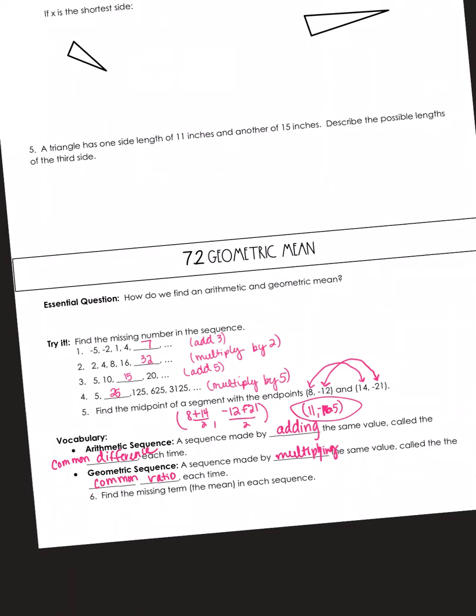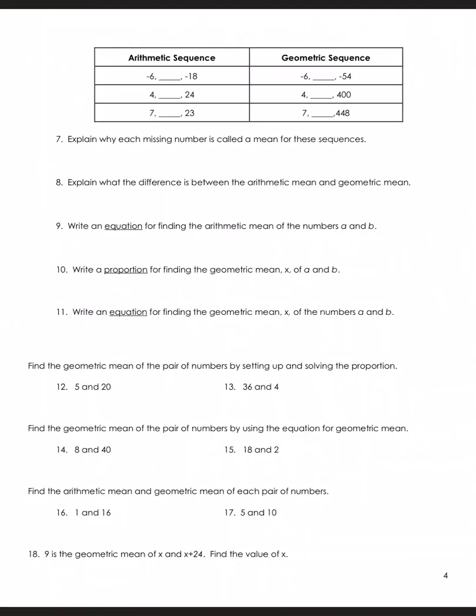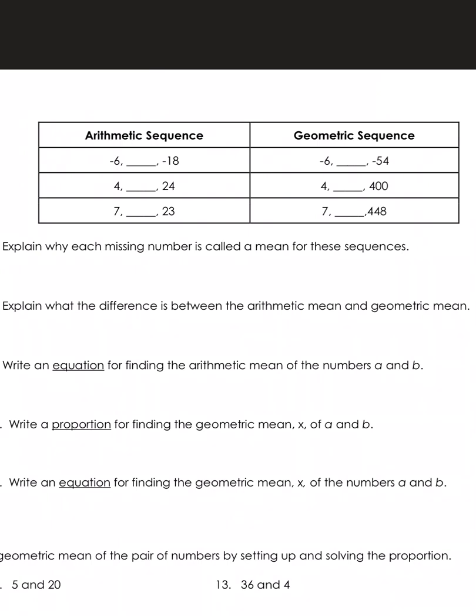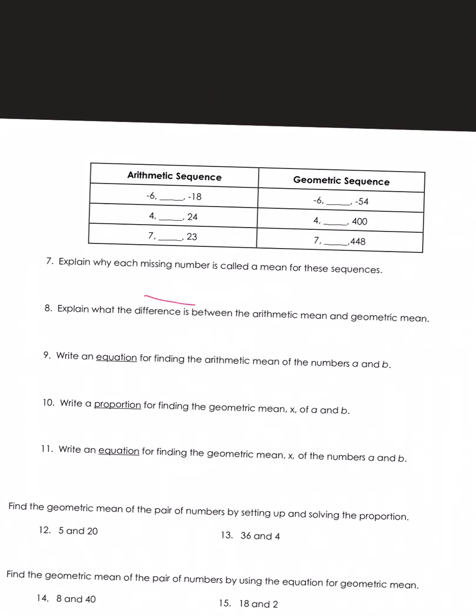Okay, so what we're going to do now is number 6, which is finding the missing term, which is going to be the mean in each sequence. We're going to take a look over here, and we've got these 2 tables, and this is where I think you'll get more value if you go ahead and pause and work through this table, and also look at some of these questions.